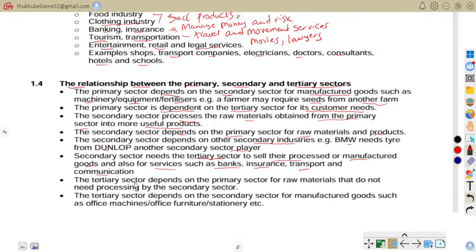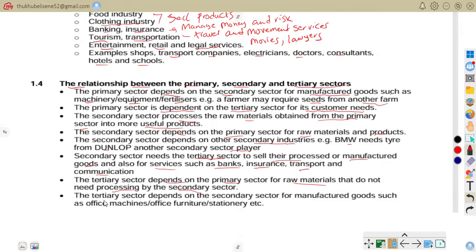It also says the tertiary sector depends on the primary sector for raw materials that do not need processing by the secondary sector. So the tertiary sector uses raw materials directly sometimes. That's why we are saying the tertiary sector can use raw materials directly. They can just take it from the primary sector without involving the secondary sector.